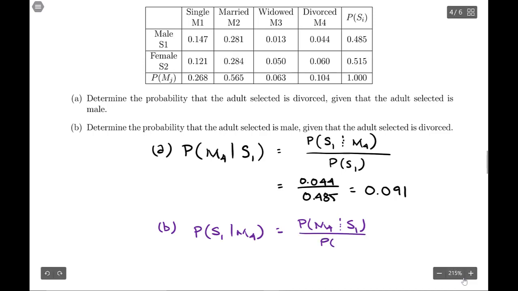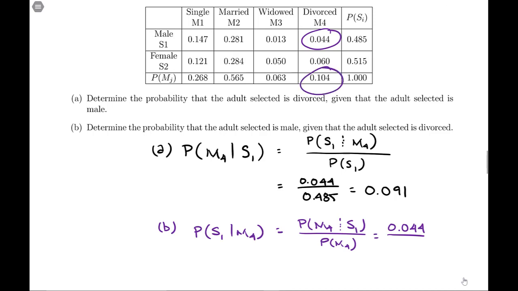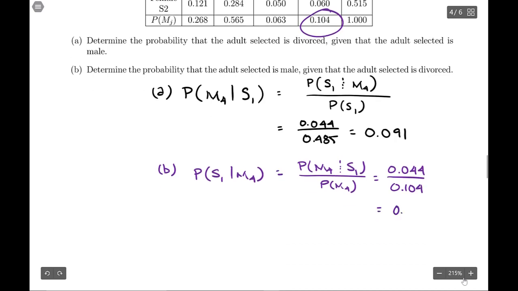divided by the probability that they are divorced. So from our table, the probability that they are divorced and male is 0.044. We already found that one once before. But the probability that they are divorced is 0.104. And then when we simplify that probability, we get 0.423. So it's a totally different value from what we had from part A, but it also has a totally different interpretation. In part A, it was 9.1% of all adult males are divorced. In part B, it's 42.3% of divorced adults are male.